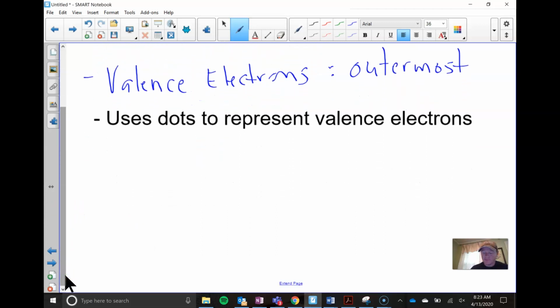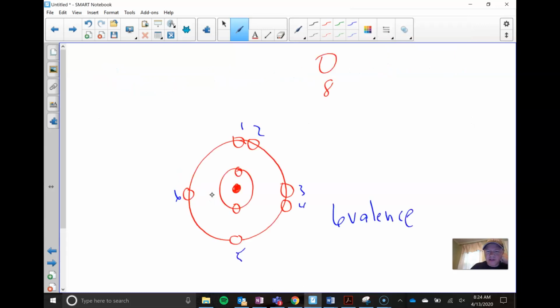So an electron dot structure uses dots to represent valence electrons. For example, for the atoms we just did in this presentation, we did sodium. How many valence electrons did we say sodium has? If you don't remember, let's go back to the periodic table.